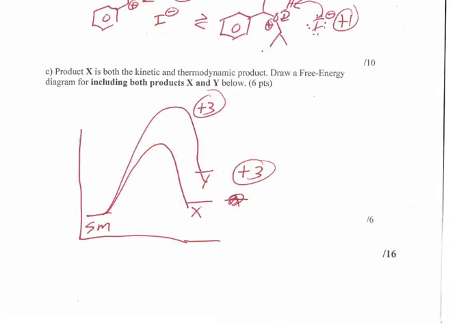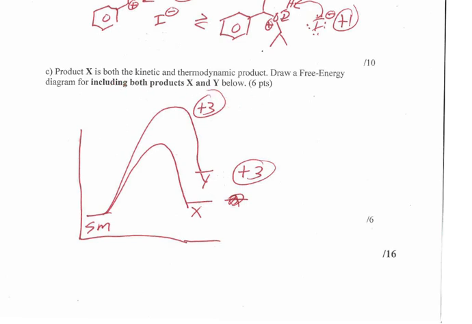So what do you need to know about free energy diagrams? The major thing we talked about are kinetics and thermodynamics. So a kinetic product is the one that comes from the lowest energy hill. A thermodynamic product is the most stable product. So what I'm asking for is product X is both kinetic and thermodynamic product. Draw a free energy diagram for below, including both products.